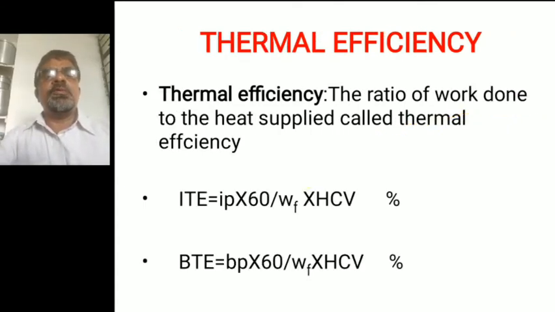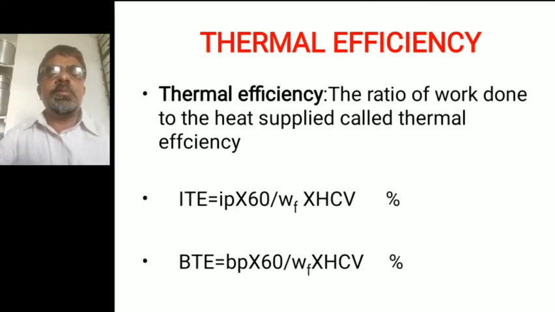Next, the thermal efficiency. Thermal efficiency is the ratio of work done to the heat supplied. And there are two types of thermal efficiency. The first one is indicated thermal efficiency, and the second one is brake thermal efficiency. When the indicated power is utilized to calculate the thermal efficiency, it is called indicated thermal efficiency. When the brake power is used to calculate the thermal efficiency, it is called brake thermal efficiency.